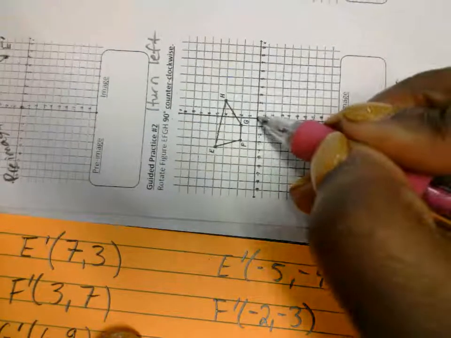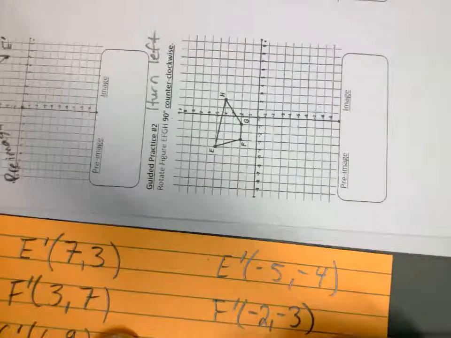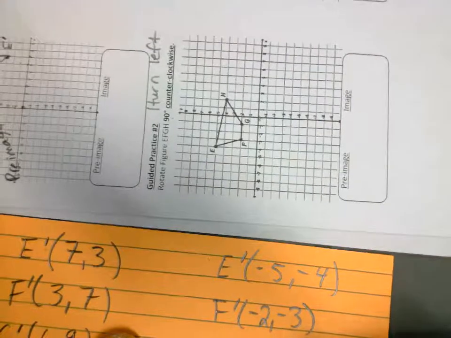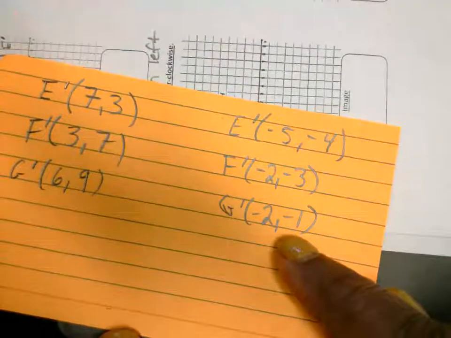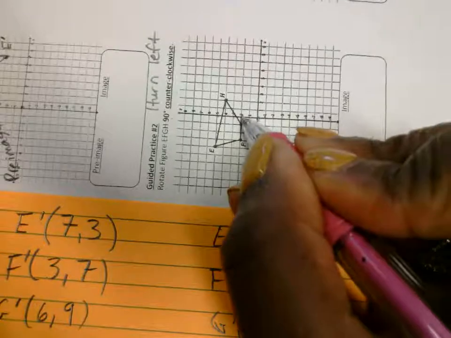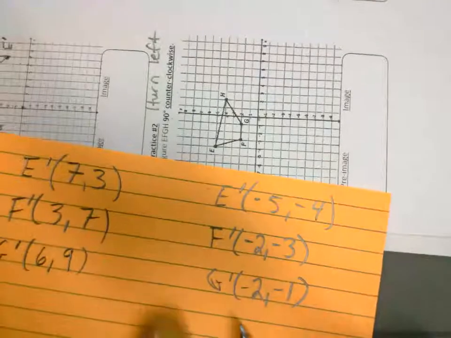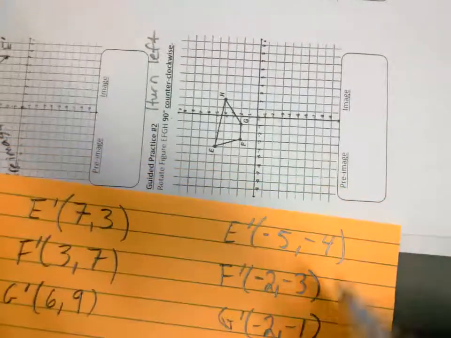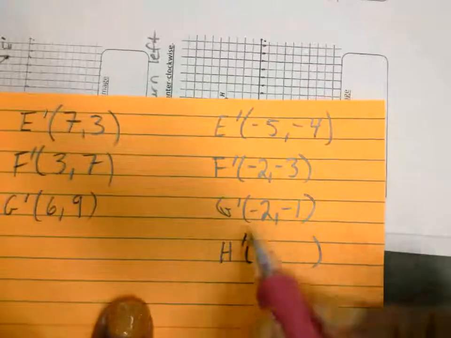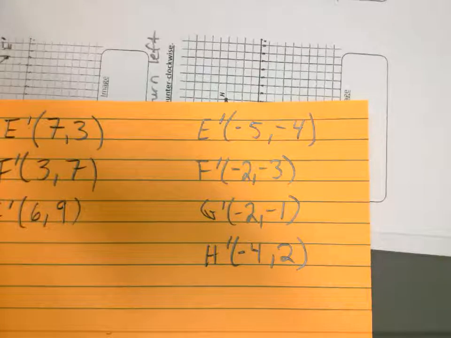G, -1, 2, and -1. -2, and -1. And H, -1, 2, 3, 4, and up, +1, 2. So H is -4, comma, +2. So now I'm going to turn my paper back the correct way.